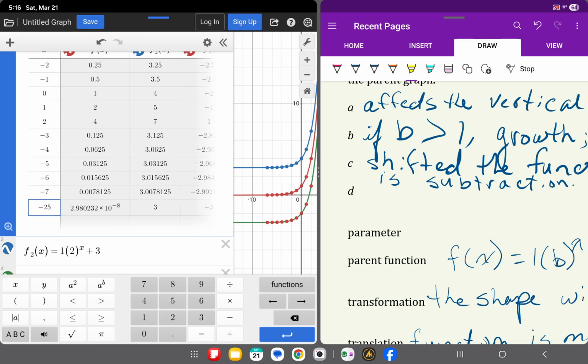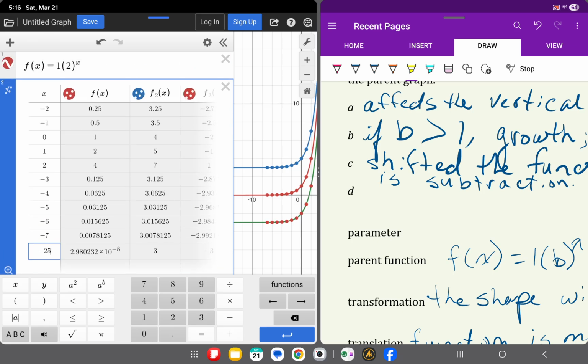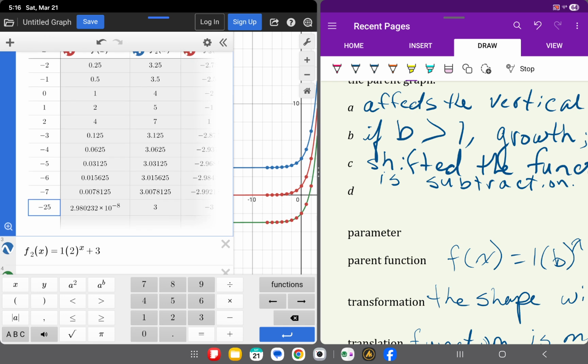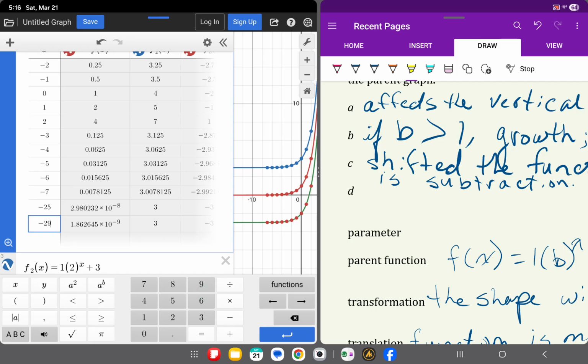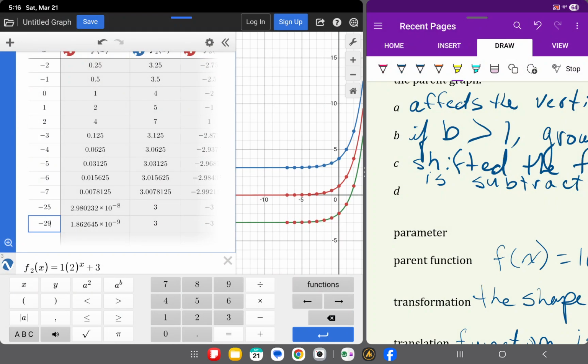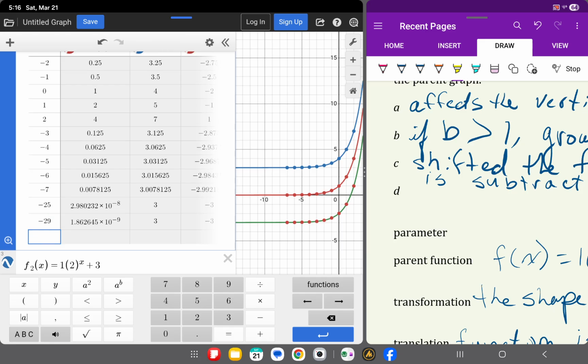We can see as my numbers become more and more negative, that my f2 of x just approaches 3. I'm never going to get past 3. Let's put in negative 26. There just gets to be a point where it says, okay, we're not going to get any greater than this. I can put in negative 100, and I'm going to get 3 for my f2 of x and negative 3 for my f3 of x.